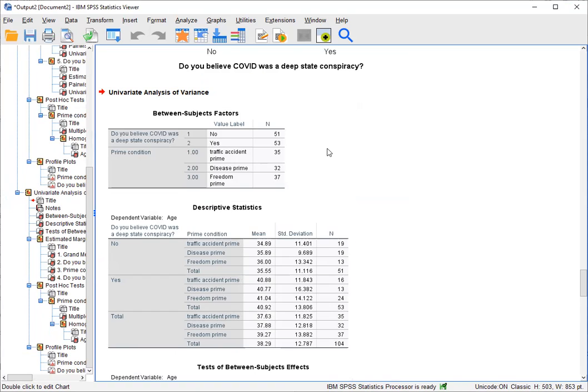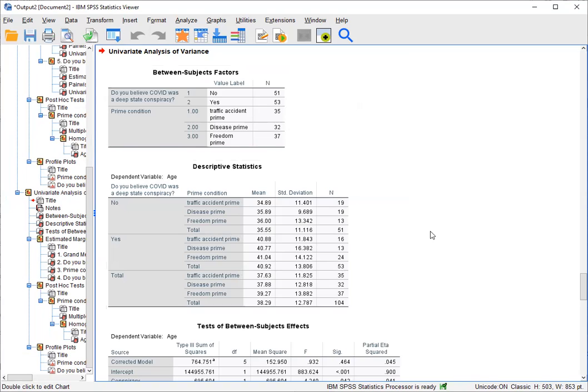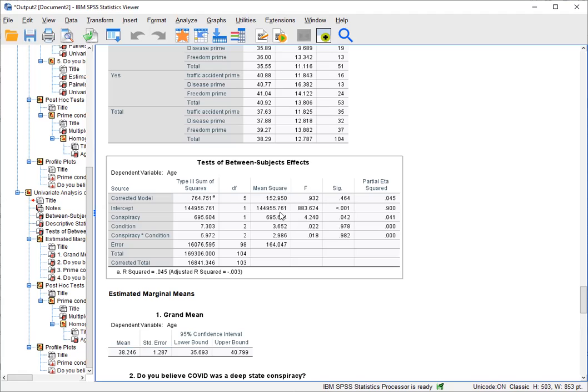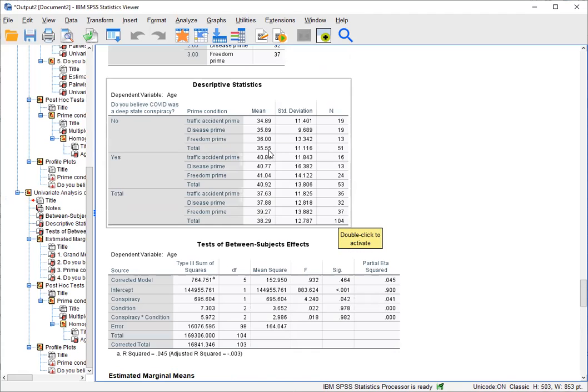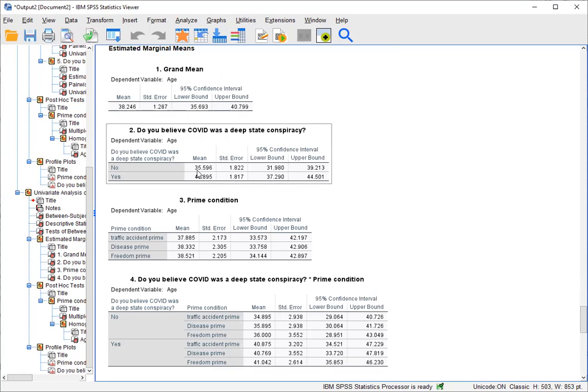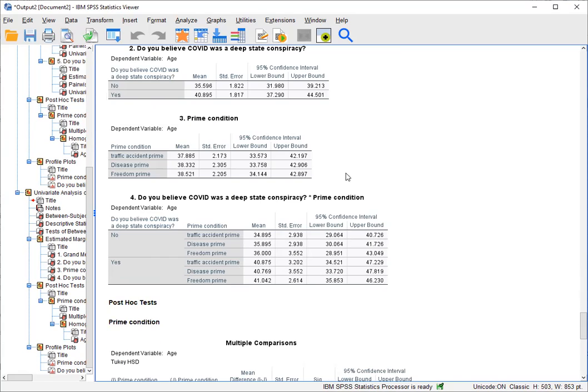So here we have the same analysis. I just walked you through it once more. Again, we can see that the effect of conspiracy was significant, and we knew that people who were older seemed to be more likely to believe that COVID was a conspiracy theory. We can scroll down. We can see the estimated marginal means for these by condition, right? The age group for each person by condition.